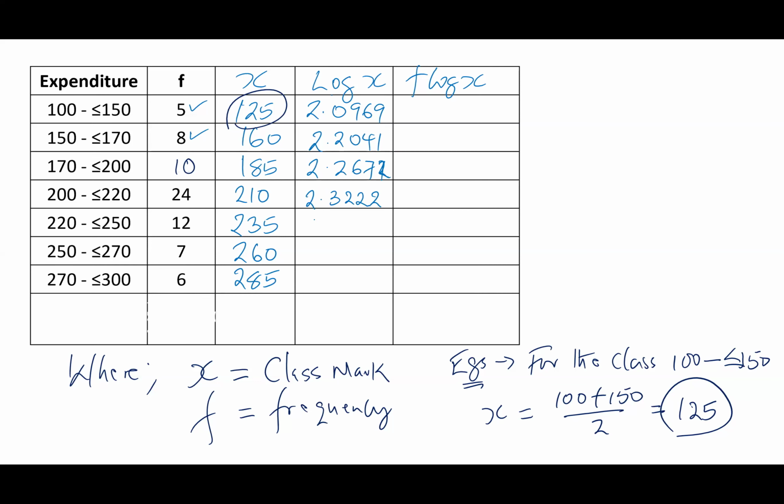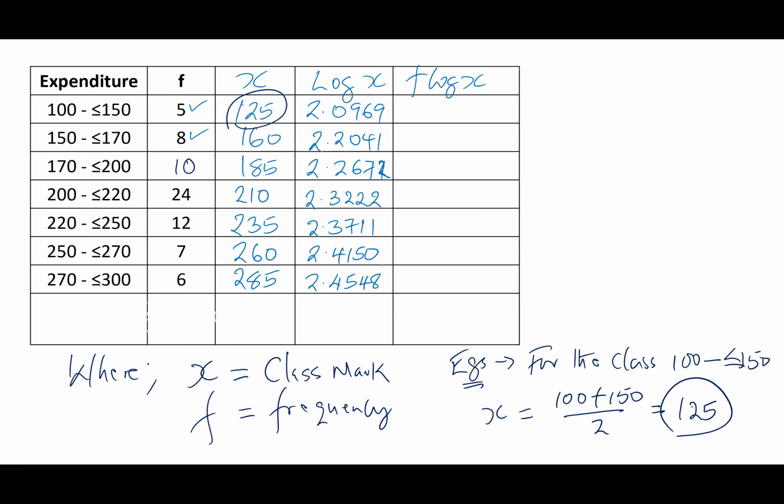Good. Then the next one? 2.3710. Good. Then the next one? 2.4150. Okay. And the last one? 2.4548. Good. So now we have the log of X.